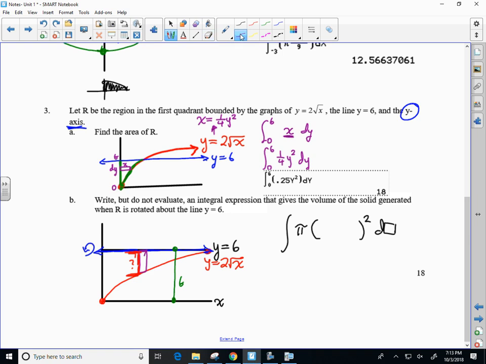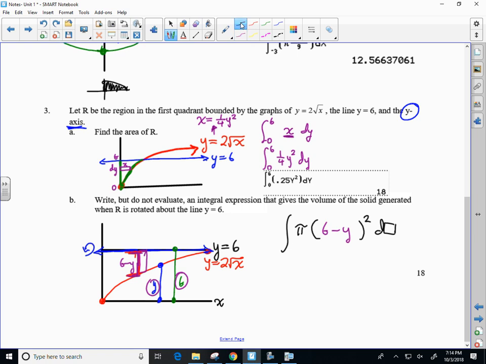I'll use blue again. Going from here to here is y units. So if I want the distance in the middle, the height of that arbitrary rectangle, I'd have to subtract these two things, the 6 and the y. So this distance is 6 minus y. All right, so that's the length of the radius, 6 minus y.